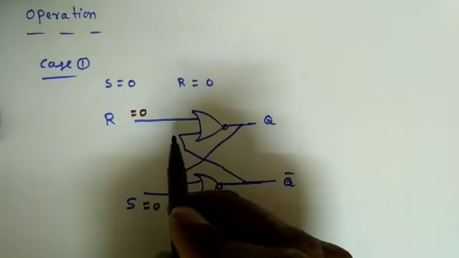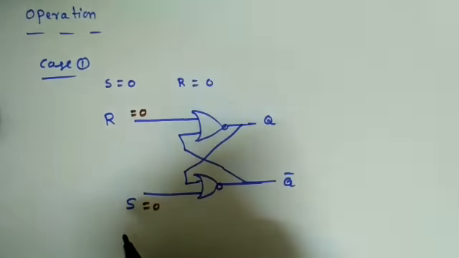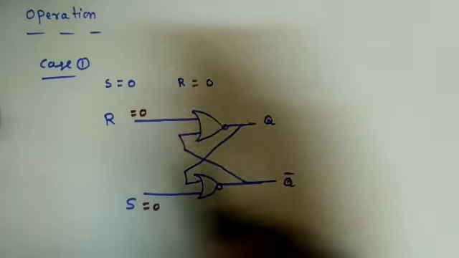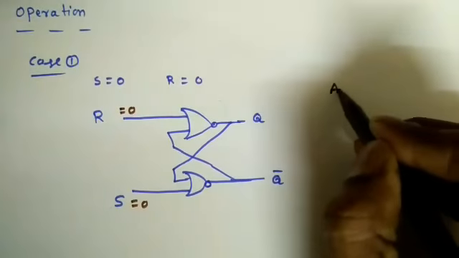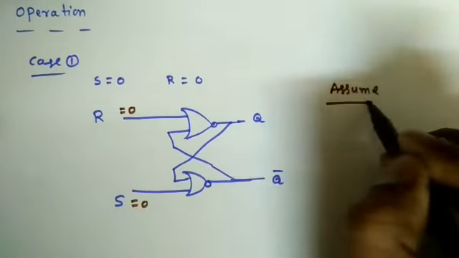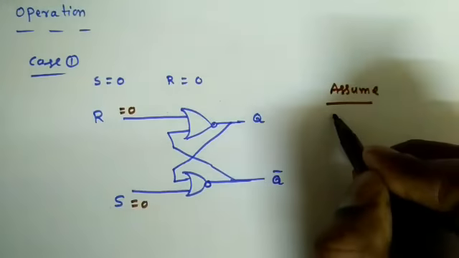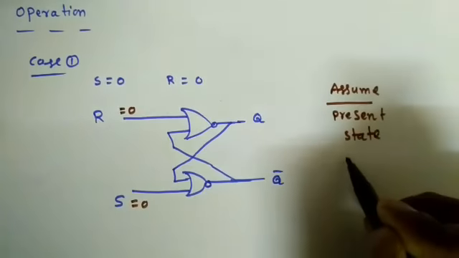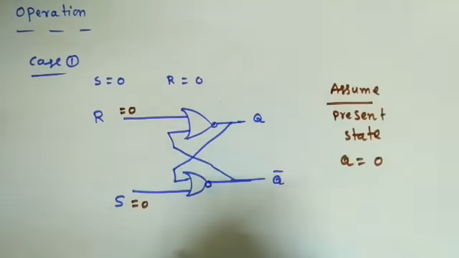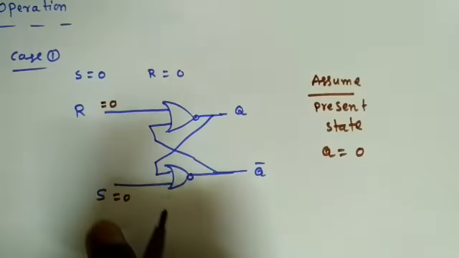Unless until I know the other input, I cannot make any comment on the NOR gate output. Yes or no? So that is the reason when we apply S equal to 0, R equal to 0, we have to assume what is the present state. Then only I can get the next state. So assume the present state Q equal to 0. This is the assumption, because I cannot comment when S and R are equal to 0.